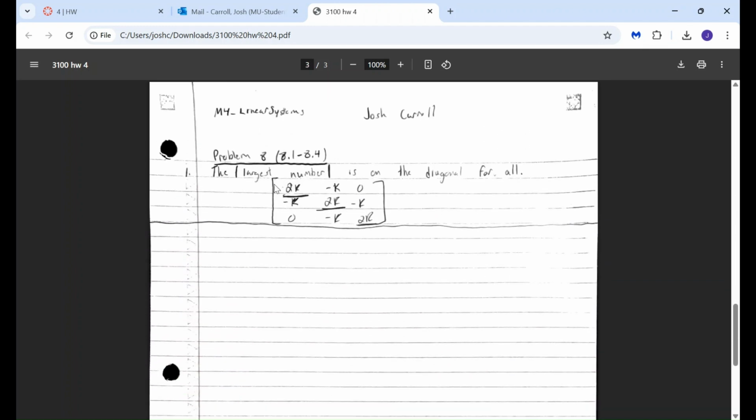And then on M4 linear system, problem 8.1 I did here. The absolute value of the largest number is on the diagonal for all. So you can see 2 is the biggest number in this matrix, and it's larger than the other ones in the rows and columns.